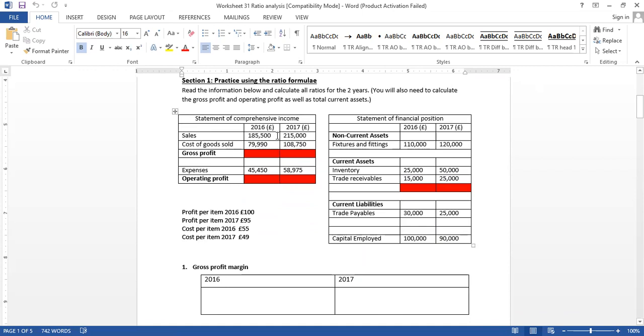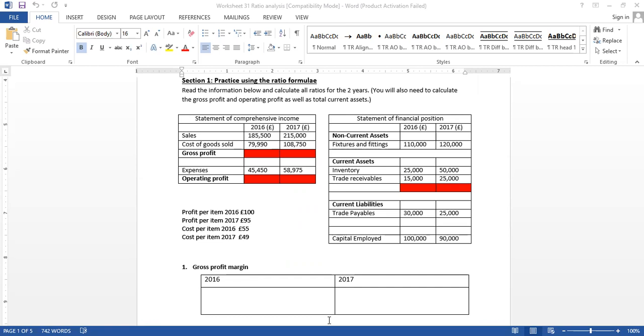And this is 2016 and 2017. In the SOFP, they have non-current assets, fixtures and fittings, current assets, trade receivables. Then you can find out the total assets here, the total current asset figures. You can find out these for both years by adding them up. And current liabilities, you have trade payables, and the capital employed figure is there, 1 lakh in 2016 and 90,000 in 2017. Profit per item and cost per item are separately given in order to calculate the markup. So now I'll show you how to calculate these figures, right?